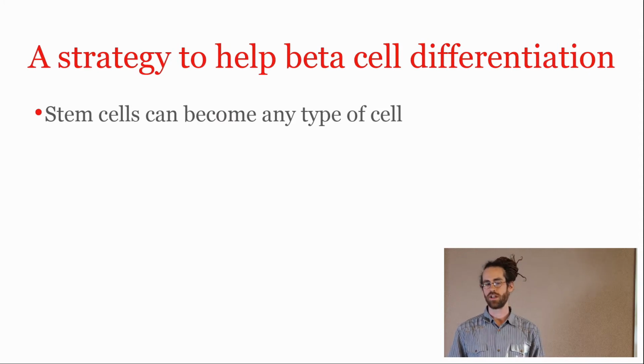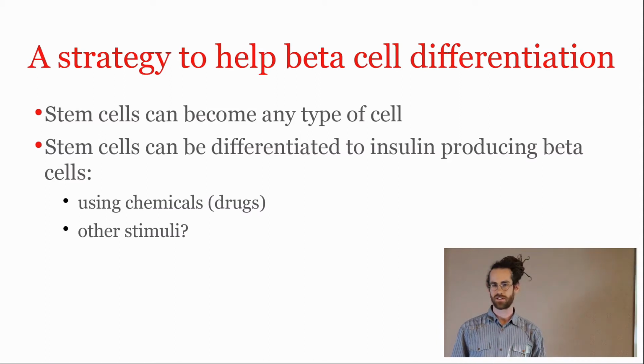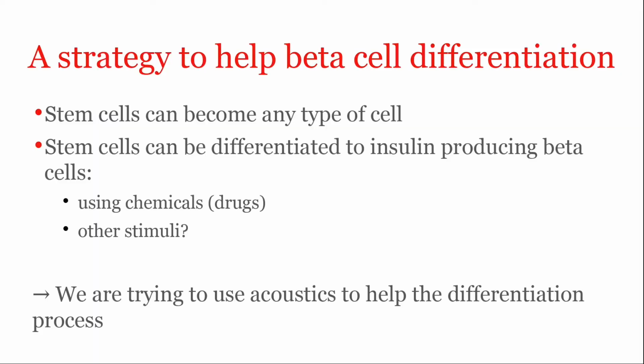Just to follow up on what Chen just talked about, stem cells that we are now able to produce from whatever cell from your body can become any type of cell. In particular, in the Abino project, our goal is to try to make stem cells into beta cells, which produce insulin. The way this is usually done is to use drugs and chemicals to influence the cell differentiation toward the insulin-producing cell. But there are also new trends in biology trying to use other kinds of stimuli, such as mechanical stimuli, to help or even trigger this differentiation process. That's why we are trying to use acoustics to help stem cells differentiate into insulin-producing beta cells.